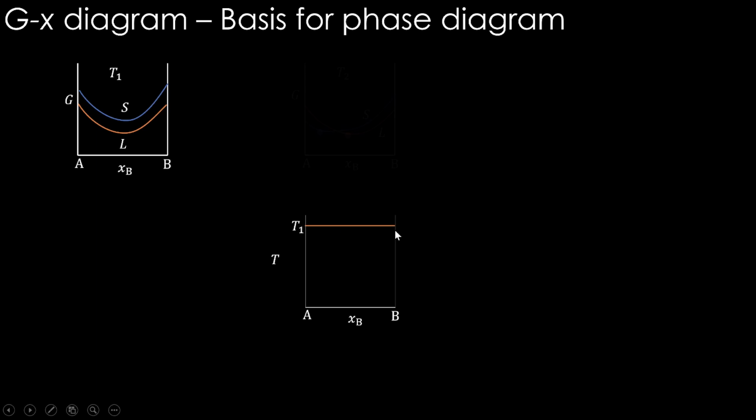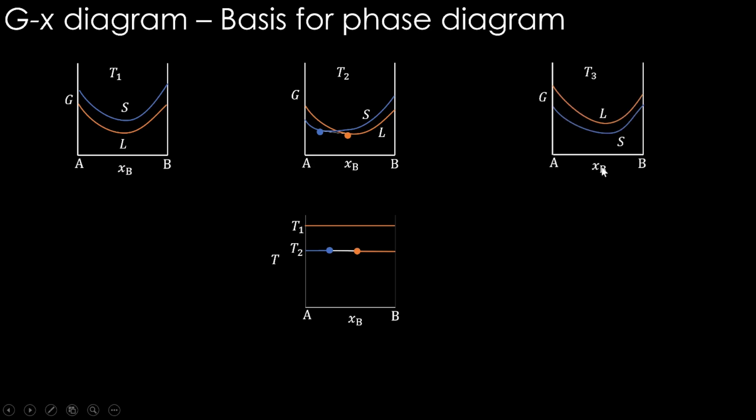Orange means liquid, right? Now at another temperature T2, we see solid and liquid curves intersecting. Therefore, we will have to have this kind of curve now. Okay, so there is a two-phase region coming here, and at temperature T3, which is a lower temperature, we see solid being stable throughout. Let us mark that here. At T3, solid is stable.